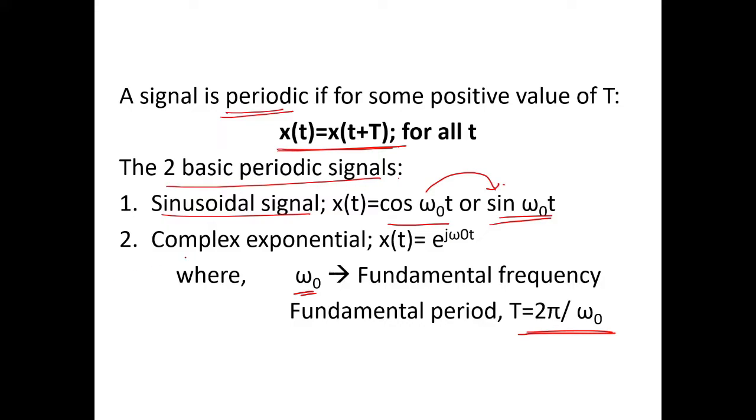The second thing is the complex exponential. Now, when we talk about this complex exponential, which is given by x of t equals e to the power j omega naught t, we can represent this in the form of e to the power j theta, which can be written as cos theta plus j sin theta. So here also, if you see, it is a complex addition of sinusoidal signals, and they are also basically periodic in nature. So complex exponentials are also regarded as periodic signals. Okay.